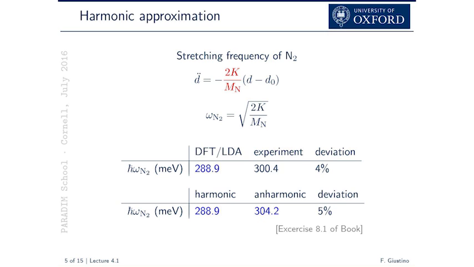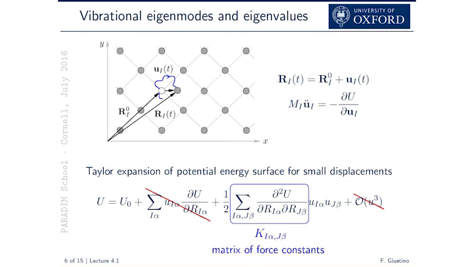If you avoid the harmonic approximation, instead of 288.9, you get 304.2. So the frequency goes up by about 5 millivolts. The difference between this number and this number is what people call the anharmonic effects on vibrational frequencies. Okay, so these are quite small. That's why one neglects them in a first approach to the problem of vibrations. So that's not too complicated, but that's a diatomic molecule.